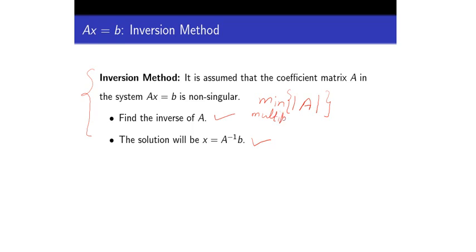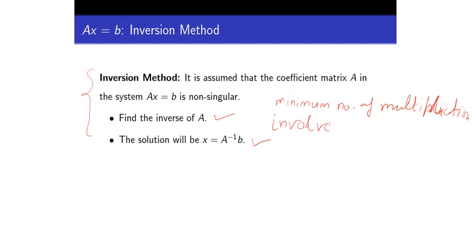Calculate the minimum number of multiplications involved in finding the determinant of A, and show that it is at least n factorial for an n cross n matrix. So for 2 cross 2 it is 2 factorial.